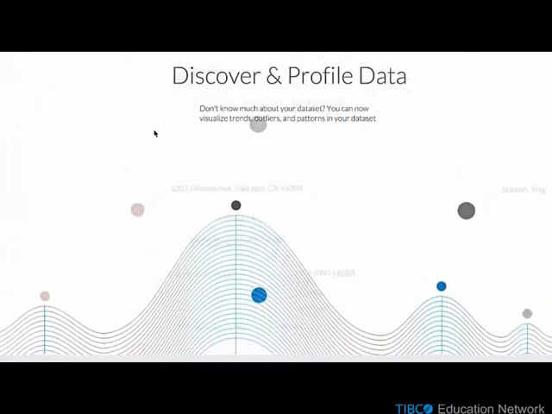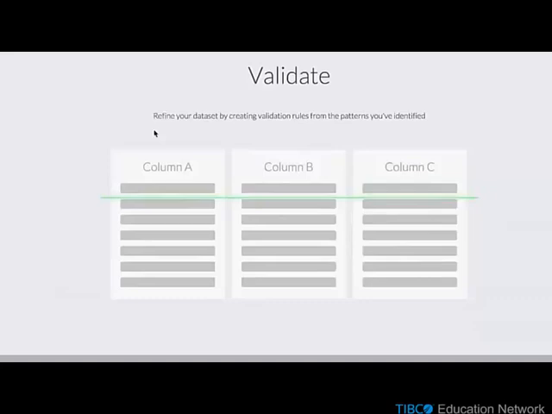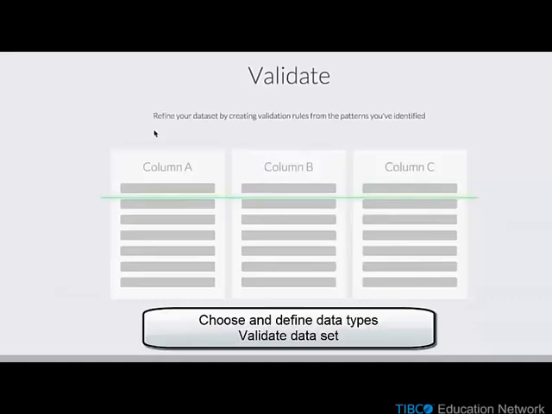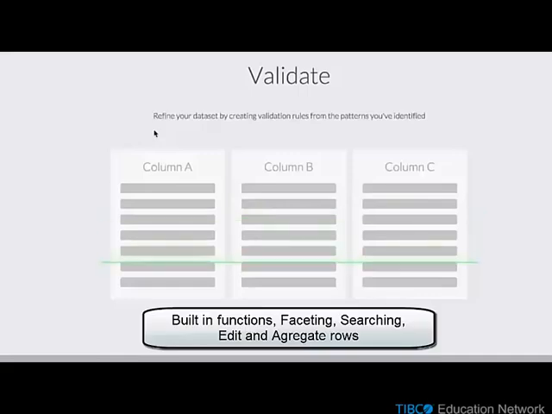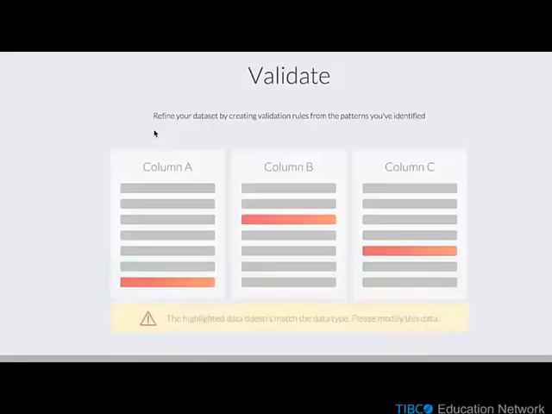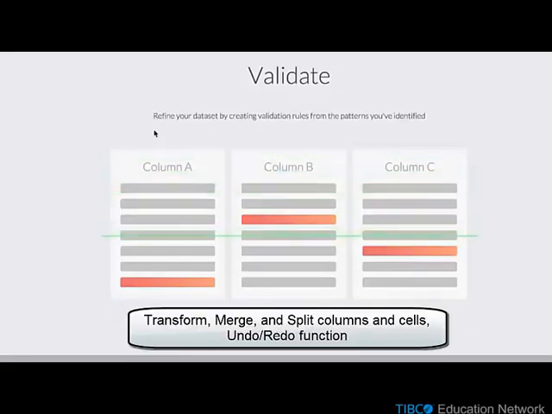Based on these patterns, you can choose or define your own data types. Then use them to validate your data set. There are also many built-in functions which can help you manipulate columns, rows, and cells. You can facet your data and search records in one or more columns. You can edit and aggregate rows. You can transform, merge, and split columns and cells. Clarity also provides an undo-redo function. You can revoke all your operations and go back to any previous state.